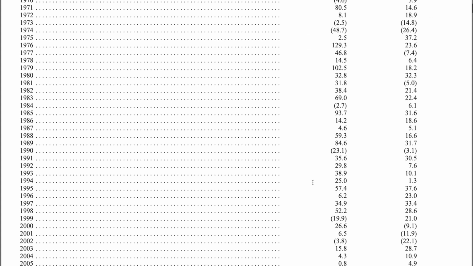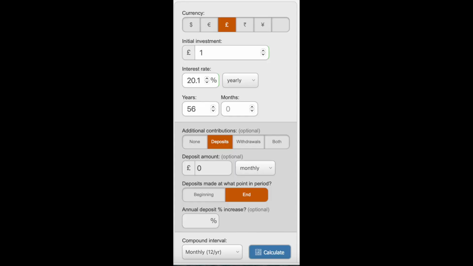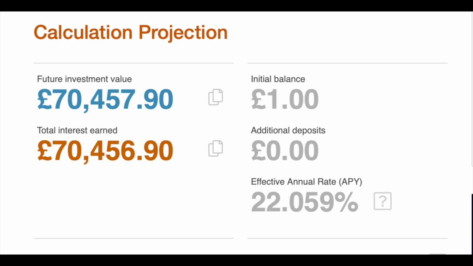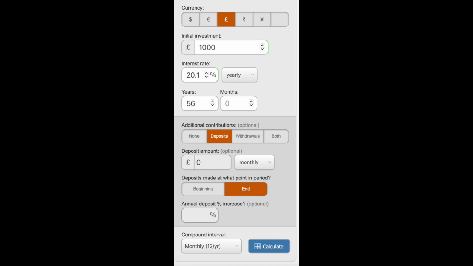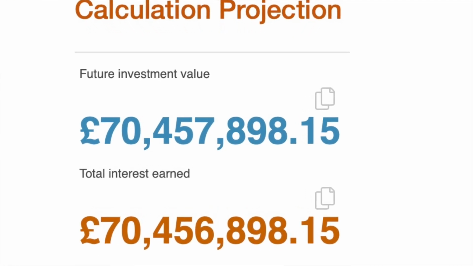So as we can see in 2021's annual report, he's compounded capital from 1965 to 2021, that's 56 years, at 20.1% annually. That means every $1 invested with him in 1965 is now worth just a little bit over $70,000. Or made more simply, if you invested $1,000 with him in 1965, you would have today around $70.5 million, which is an astounding amount to say that you've never put another penny in.